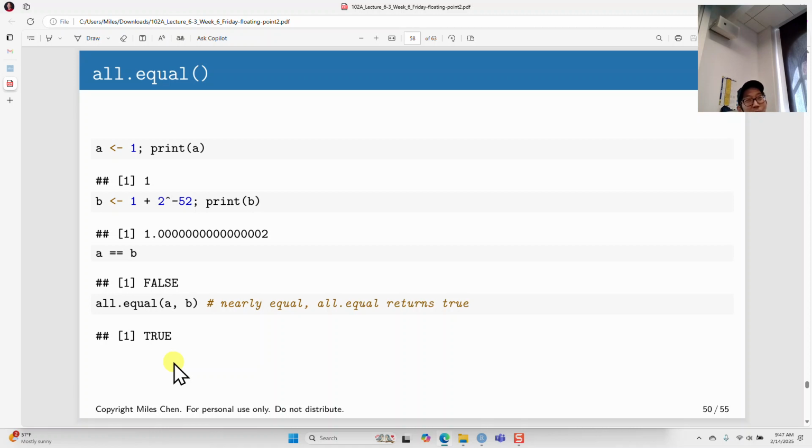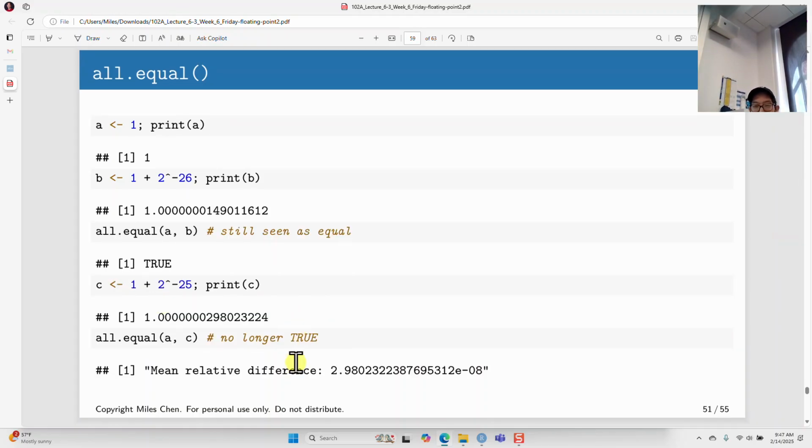But maybe there might be a legitimate calculation where you say, what's the number? And the number could be 9.999. And is that equal to 10? It's not, okay? So, is 1 equal to this? They're not. They're close to each other, but they're not. But this function, all.equal, will say, yeah, they're close to each other.